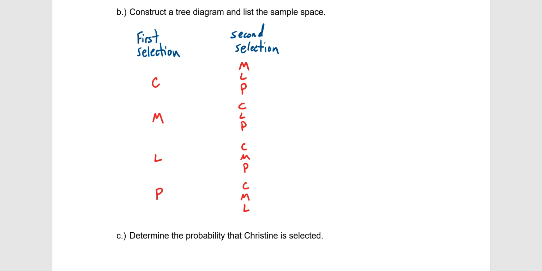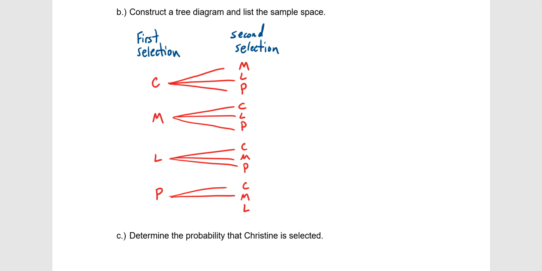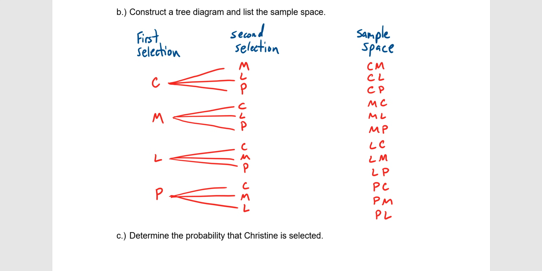Okay, so we're going to draw arrows to them. That's Christine to Mike, Christine to Larry, Christine to Phyllis, Mike to Christine, Mike to Larry, Mike to Phyllis, Larry to Christine, Larry to Mike, Larry to Phyllis, Phyllis to Christine, Phyllis to Mike, and Phyllis to Larry. I'm going to go ahead and write out that whole sample space. These are all of the possible outcomes from this ticket giveaway.